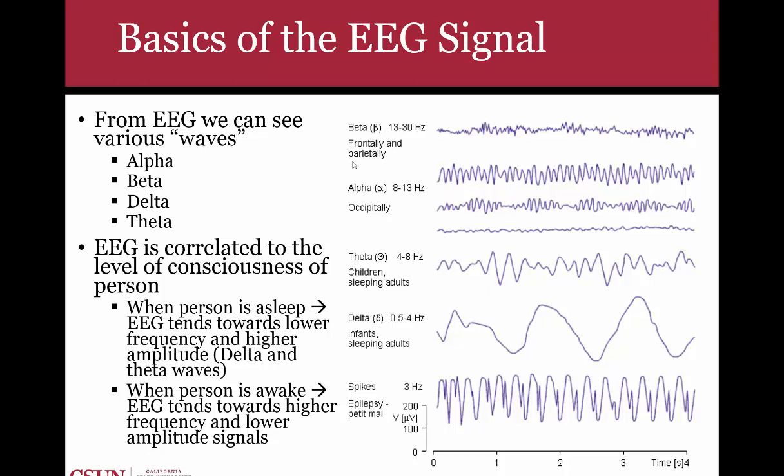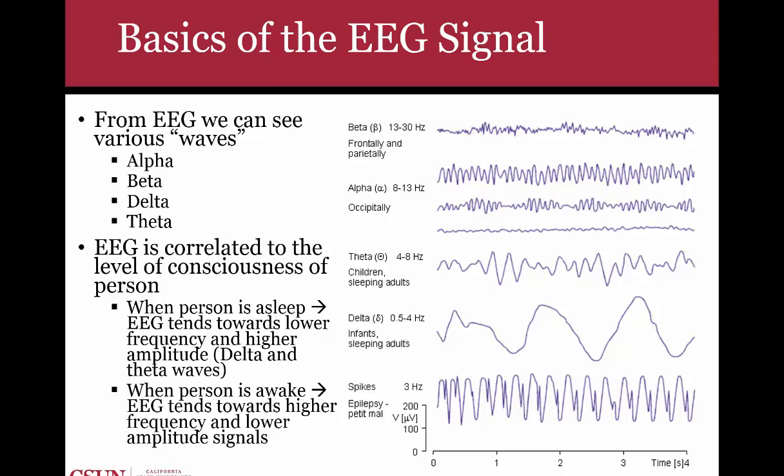They're usually measured towards the front of the brain. You have alpha waves, which are from 8 to 13 hertz. They're usually measured in the occipital lobe, again having to do with eye movement. The theta waves are much lower frequency, like 4 to 8 hertz, and they're usually measured in children or when you're asleep. You have delta waves, which are very low frequency, on the order of 0.5 to 4 hertz, and this is seen in sleeping adults and in babies.